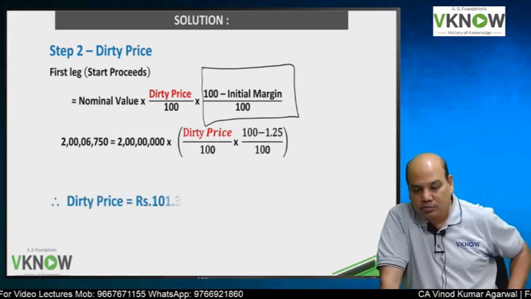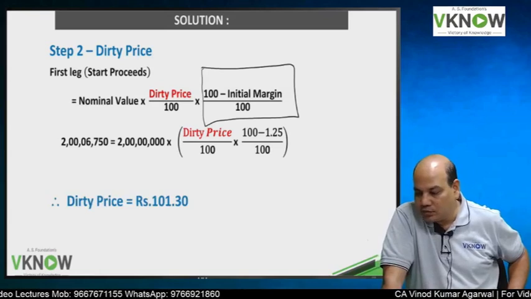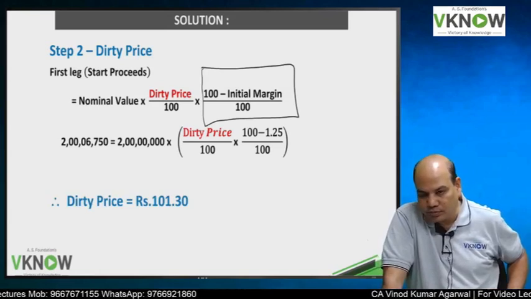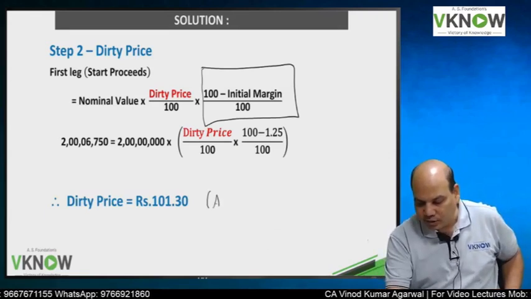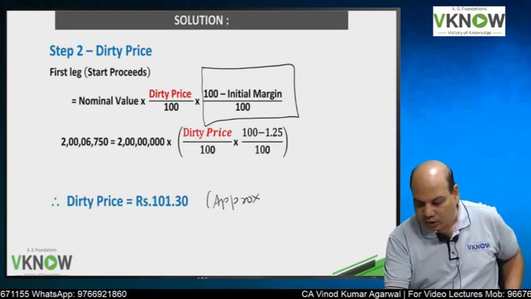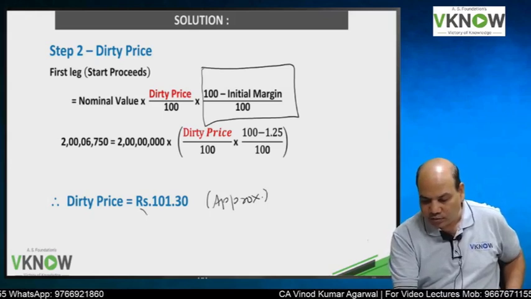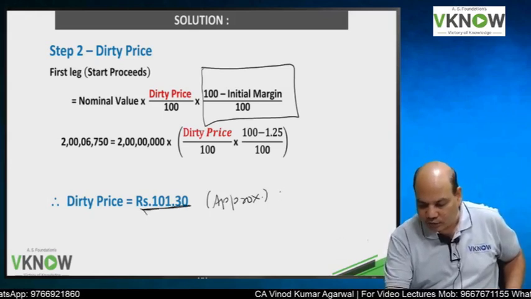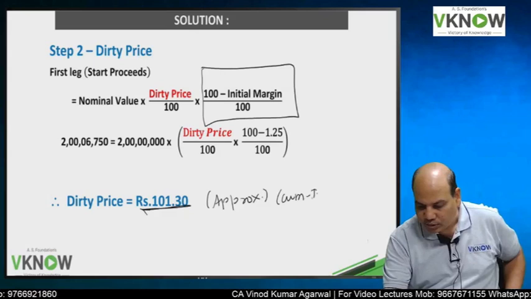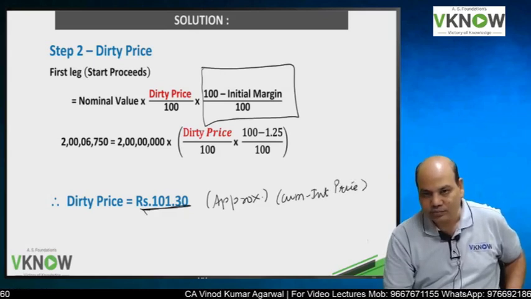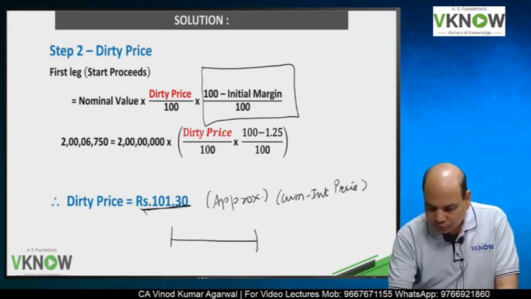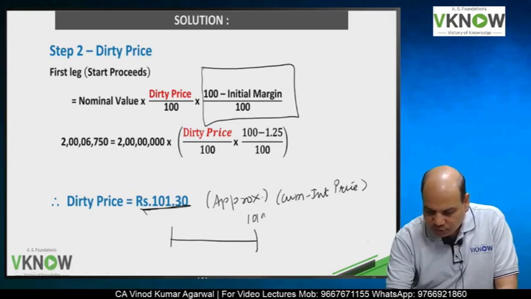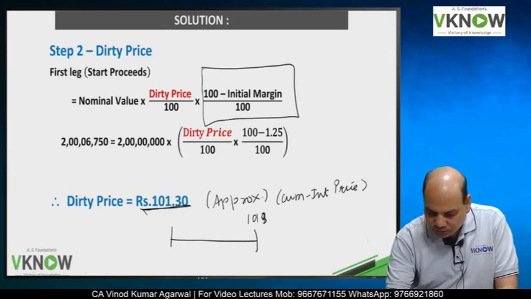What is the answer? Yes, the answer is 101.30. Approximately, right? Because there will be a rounding off difference. 101.29 is also right. Dirty price means it includes interest. In your intermediate debenture chapter, they used to call it cum interest price. So with interest the amount is 101.30.